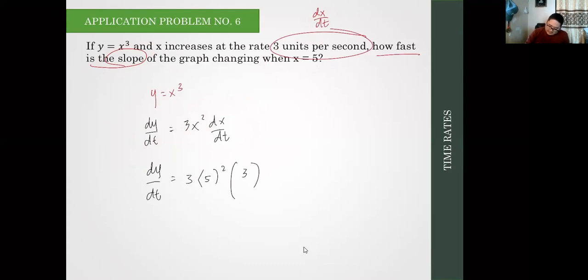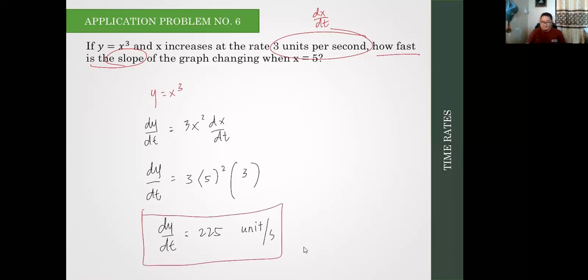Okay? So, dy dt natin, pag sinimplify natin, that will be 9 times 25. That is 225. So, ito yung magiging pag-change ng slope. So, ang unit nito is unit squared per second, unit per second din, no? Okay? So, this will be our answer. Okay? Mas simple siya kasi direct lang yung derivative niya.